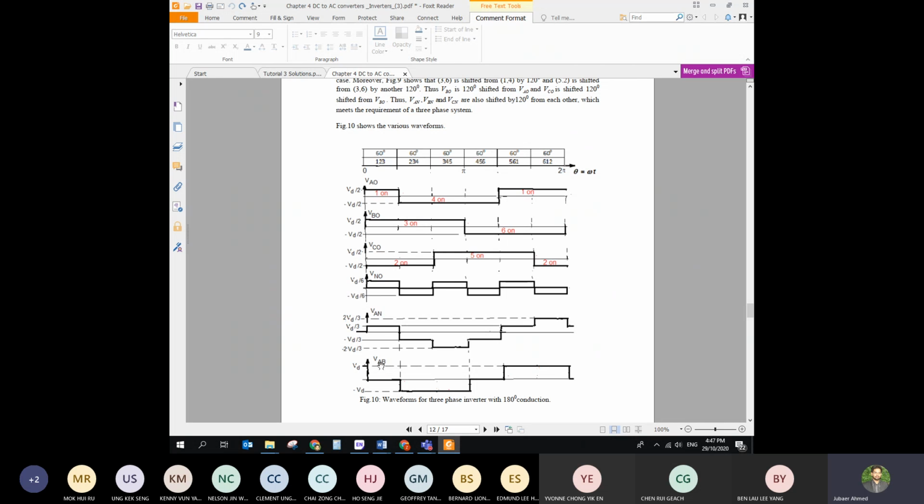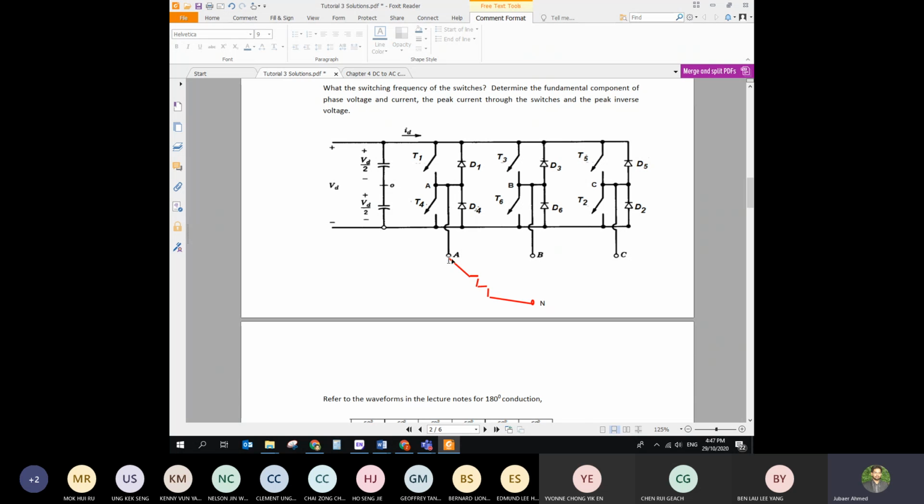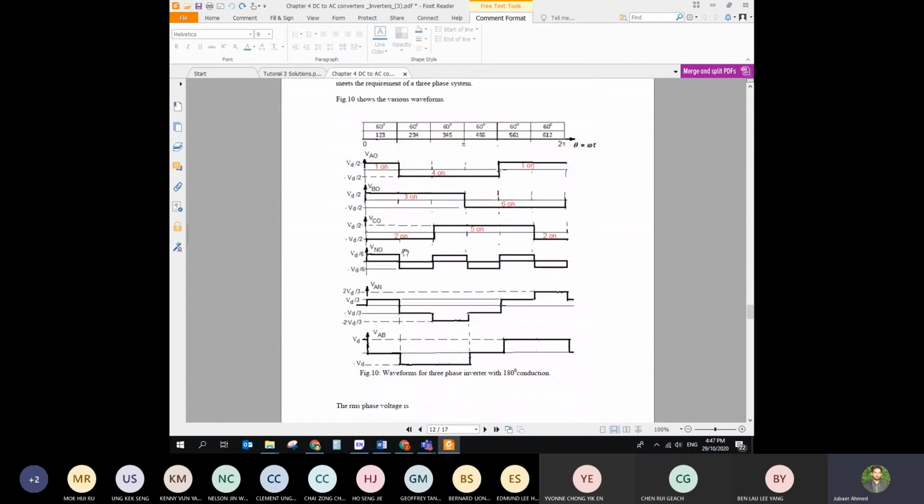Then what about VAB? We can write VAB as VAO minus VBO. That means A and B are connected directly from a load, directly A to B, with a load here instead of a neutral point. Then we can call it VAB. VAB is VAO minus VBO. So if you subtract VAO minus VBO, this one minus this one, you can see this part is positive, this VBO is positive, positive minus positive is 0.